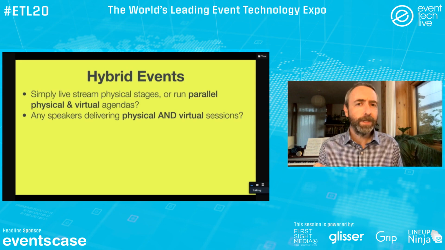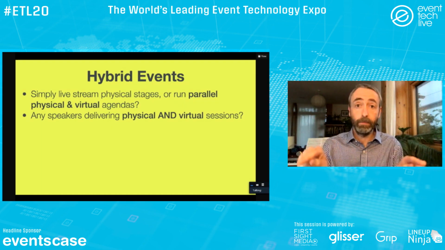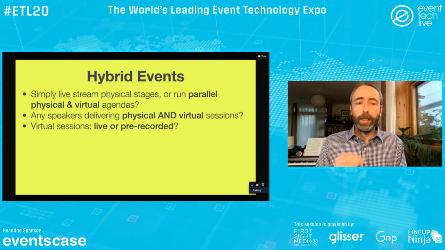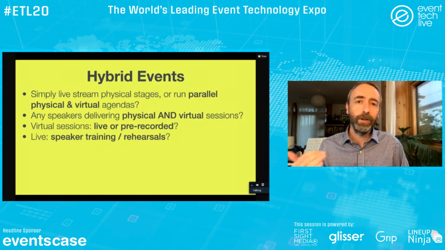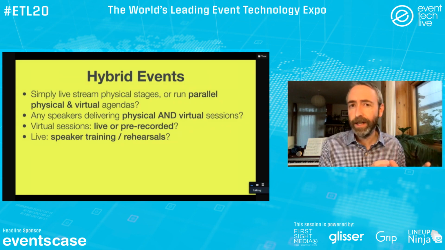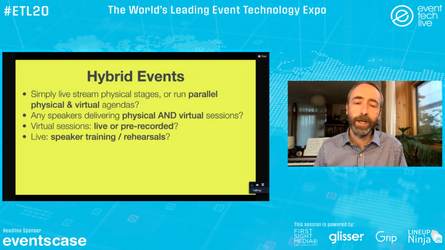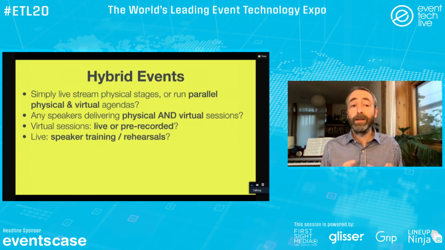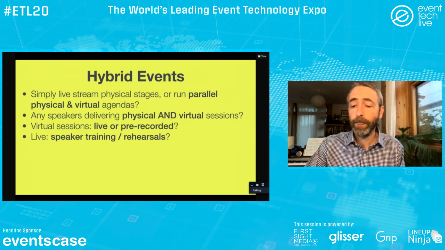If you do that, are you going to have any speakers who are both delivering physical sessions at the show and virtual sessions? And if you've got 2 separate agendas, how do you make sure that you're not going to have any speakers who are put in 2 places at once? Are your virtual sessions going to be live or pre-recorded? If they are live, are you going to organize speaker training so they understand how to use the virtual platform, and or rehearsals so their presentations are really slick? And if you do, then for each session, you've now got to schedule 2 sessions or possibly 3.